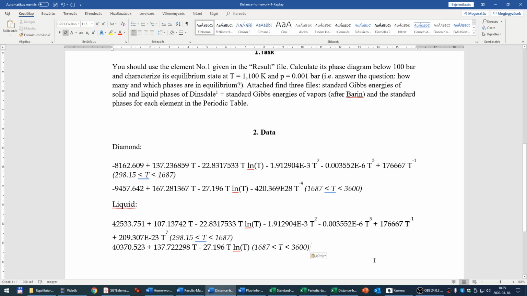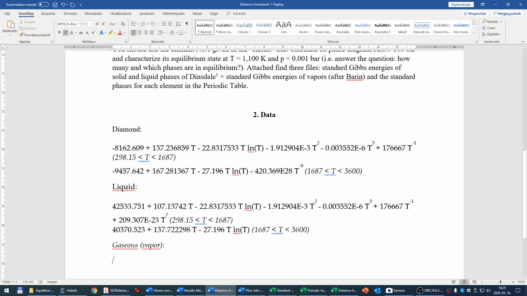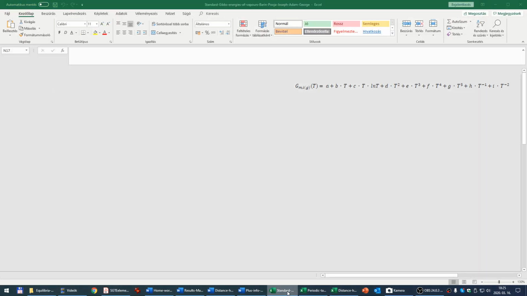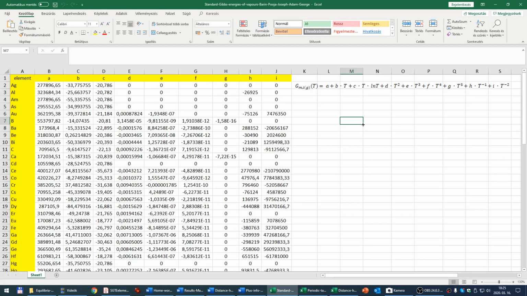Here you are. These data are ready. But then we have also the gaseous state, which is actually the vapor phase. Now for this I sent to you another file, which is an Excel file.